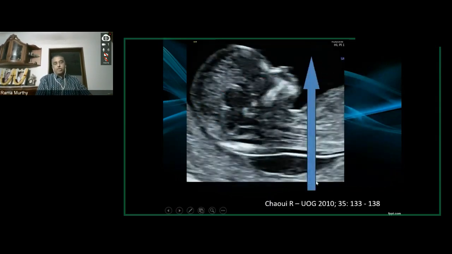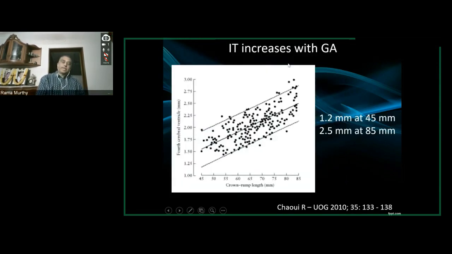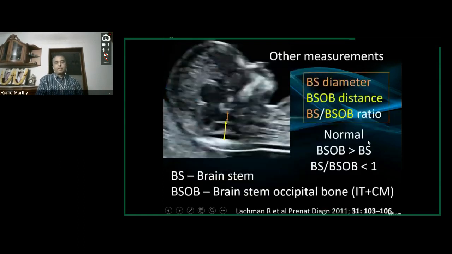And Chaoui et al. in 2010 just asked us not only to see outside of the cranium, move your gaze upwards into the intracranium, and you have a load of information happening in the posterior cranial fossa. So the intracranial translucency increases with gestational age. It's about 1.2 millimeters at CRL of 45 millimeters, 2.5 at 85 millimeters.